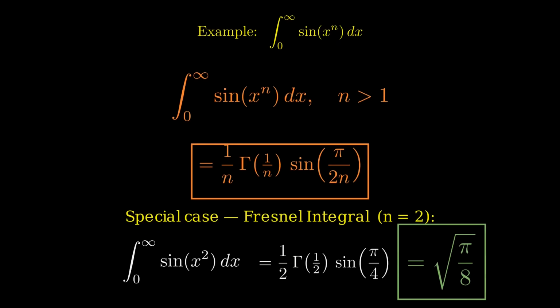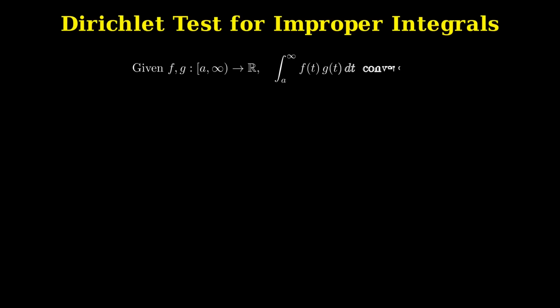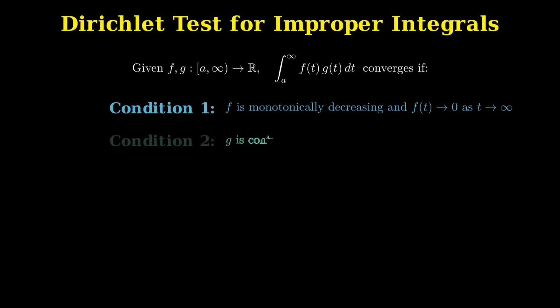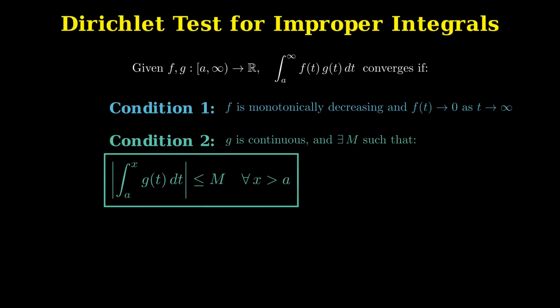Back to the Dirichlet test for improper integrals. All it really says is, given two functions, f and g, such that they map a to infinity to the real domain, they must follow the two following conditions in order for the integral from a to infinity of f of t times g of t to converge. The first is that f must be monotonically decreasing, meaning f is decreasing, and f of t approaches 0 as t approaches infinity, and 2, g is continuous, and there exists an m such that the absolute value of the integral from a to x of g of t dt is less than or equal to some m for all x greater than a.